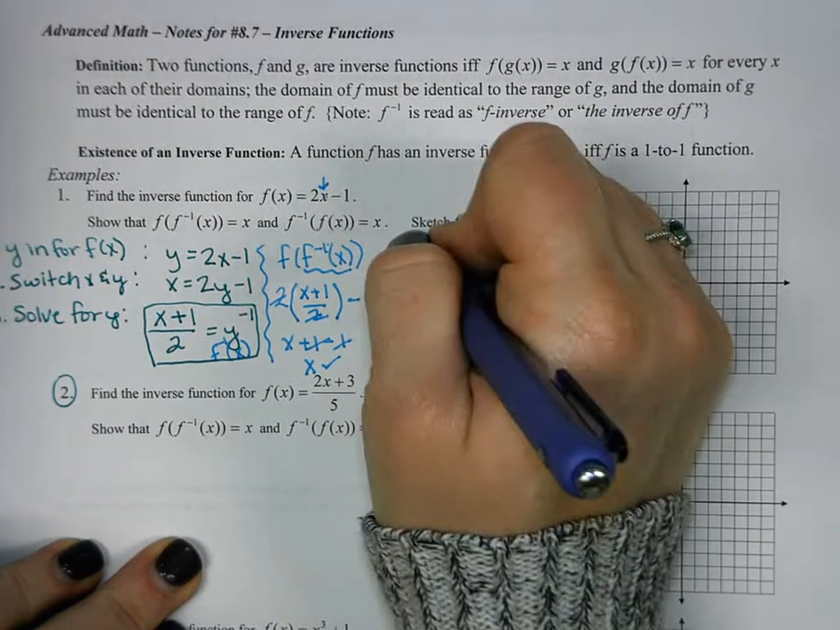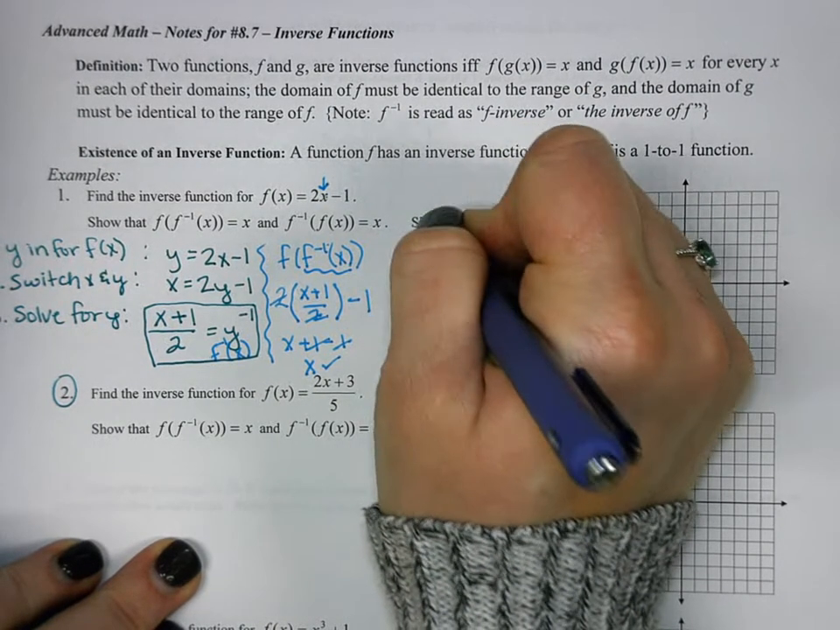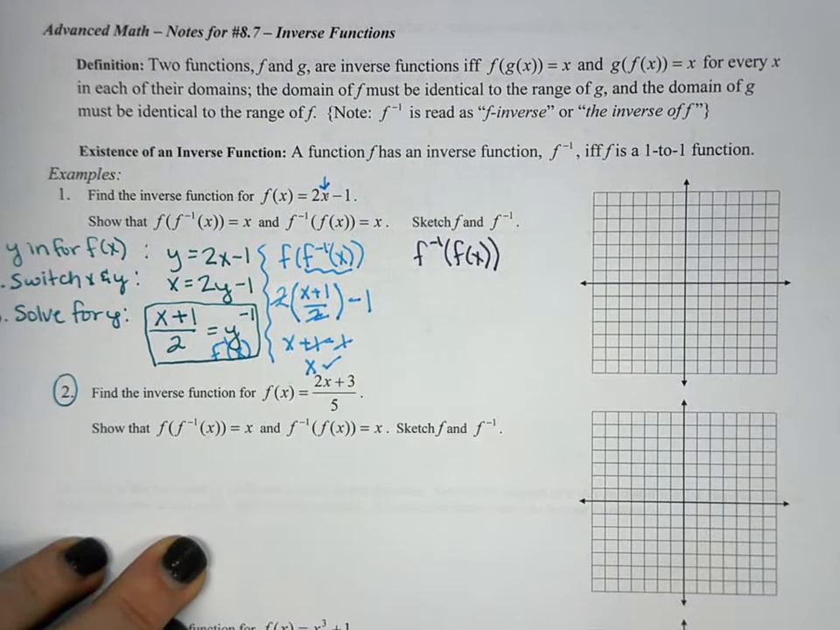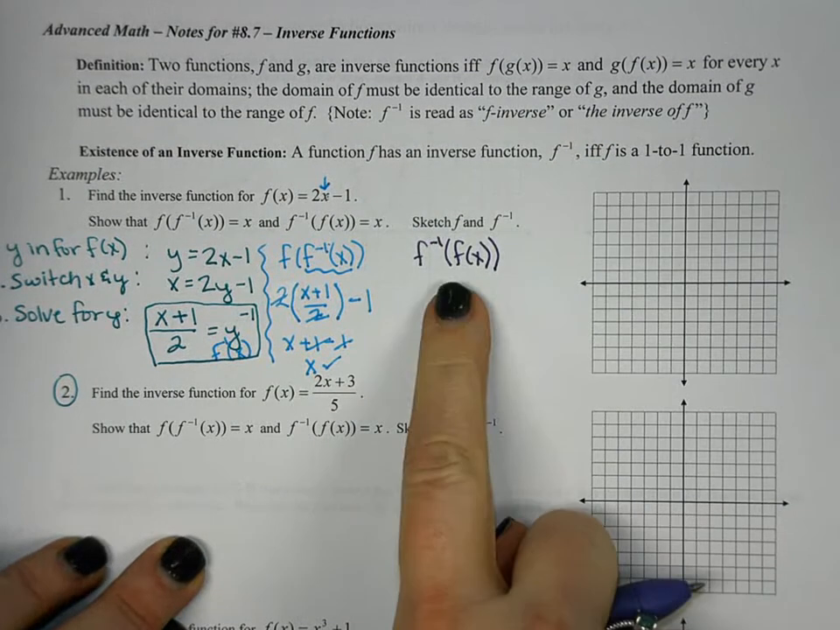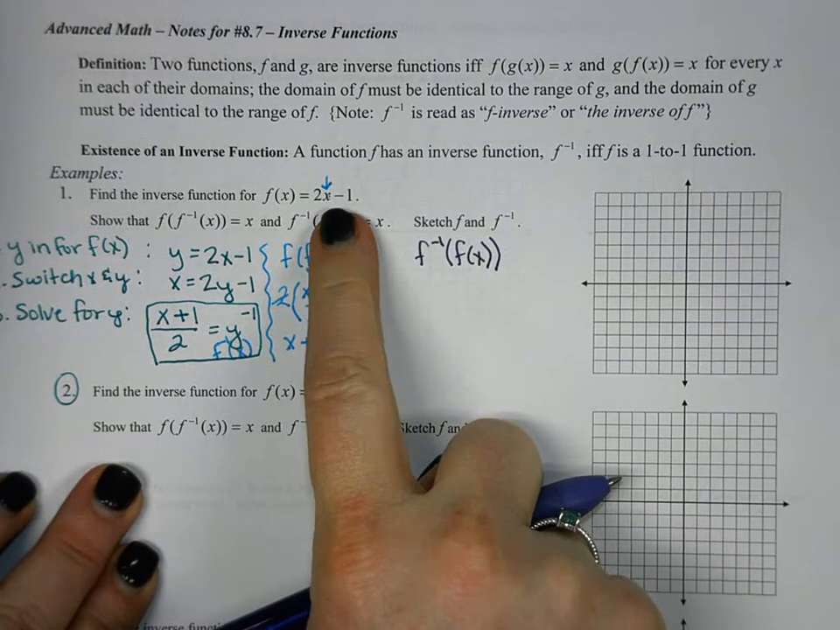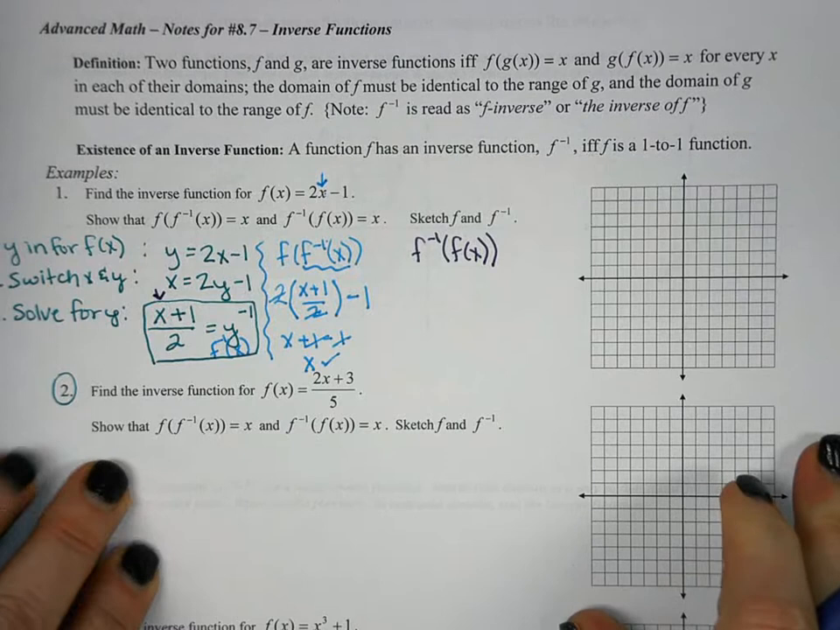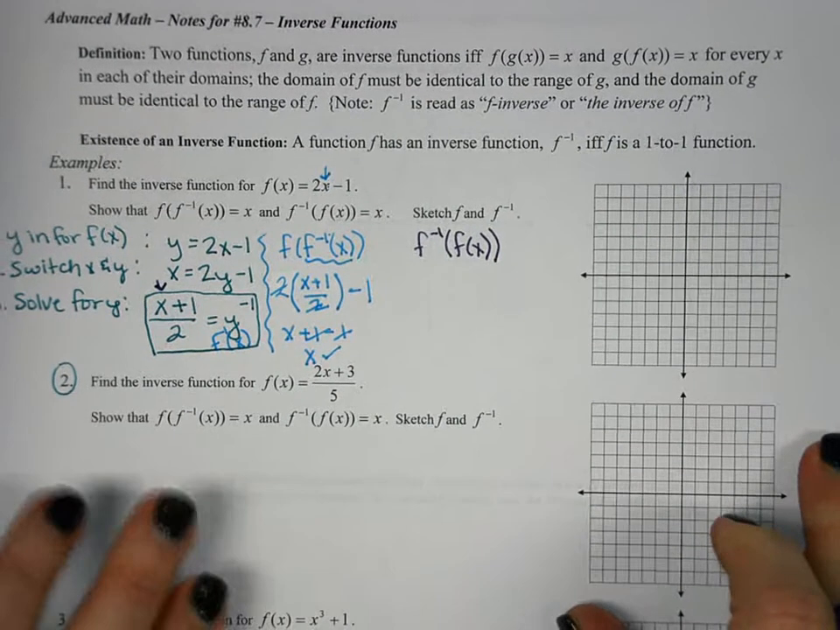So we also have to show f inverse of f of x. So what this means is we're going to take our function f of x that we were given and plug it in for x in the inverse, and again simplify.